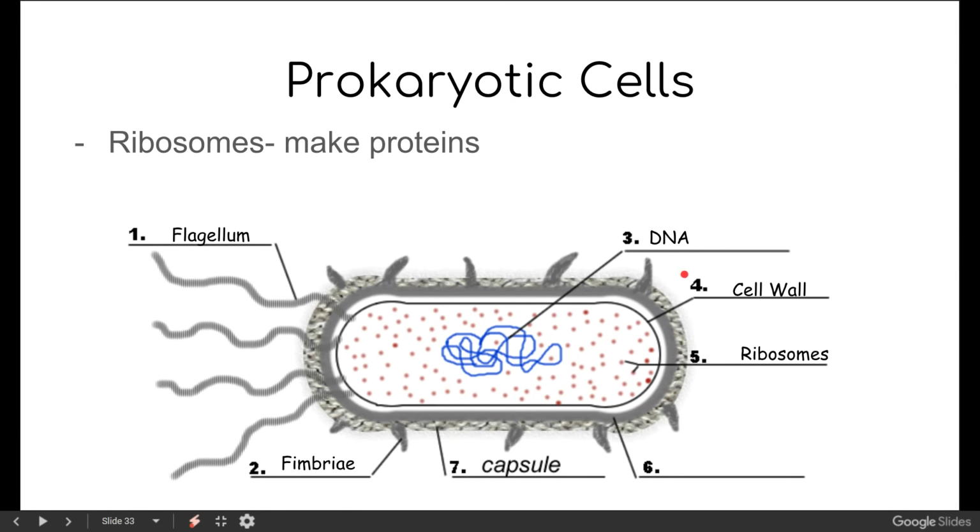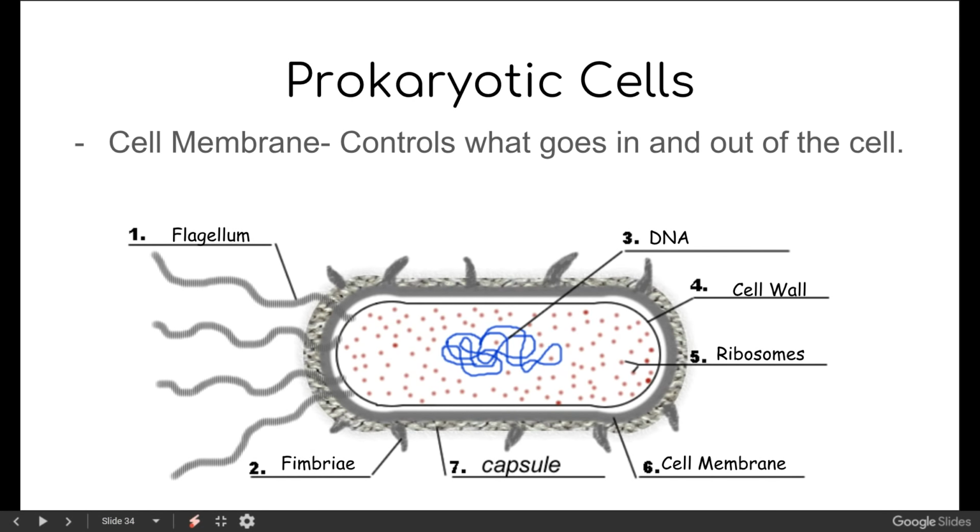Next, you have your ribosomes. Your ribosomes are found in all cells, and they're just little dots that you see floating around in the middle of the cell. Ribosomes are important because they make proteins, and proteins are what DNA is made of. That's why ribosomes are so important, because if you didn't have ribosomes, you wouldn't have DNA.